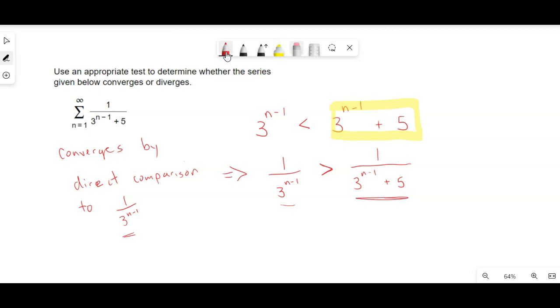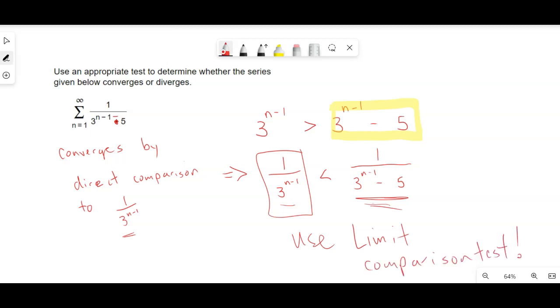Now, hypothetically, let's just say that this had been a minus 5. Well, now this gets flipped around, which would cause this to be flipped around. And now this converges, but we're greater than something that converges. That doesn't mean anything. So that's when I would use the limit comparison test. All right, we'll look at the video on that next.